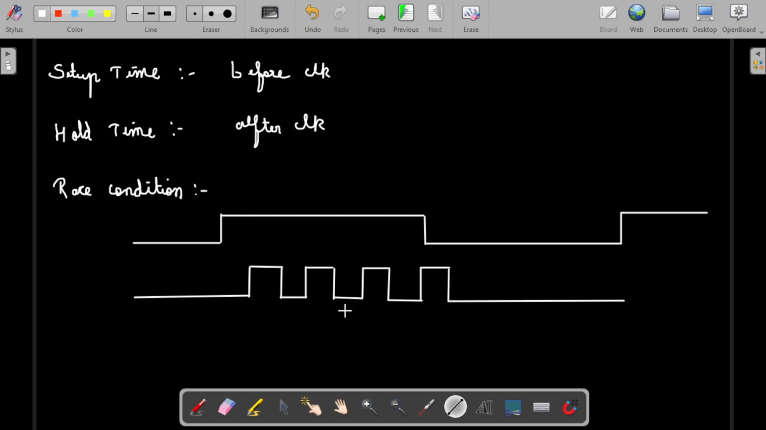So this is case 1. This is the clock. When J and K are equal to 1, why are we taking this condition? When J and K are both 1, the output will toggle independently. Independently means multiple toggling will happen.